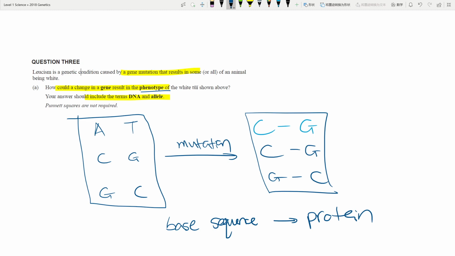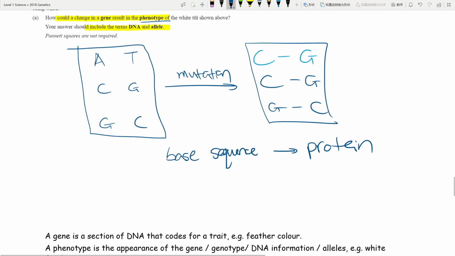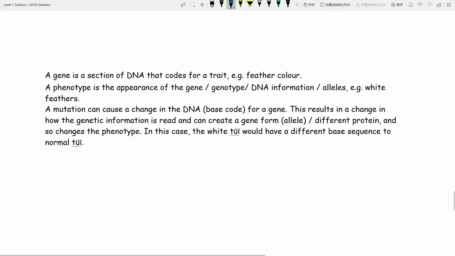In this case, a Y2E, albinism or whatever you want to call it. Okay, so let's just quickly have a look at the answer. A gene is a section of DNA that codes for one characteristic. Phenotype is the appearance of the gene, or genotype is the DNA information.